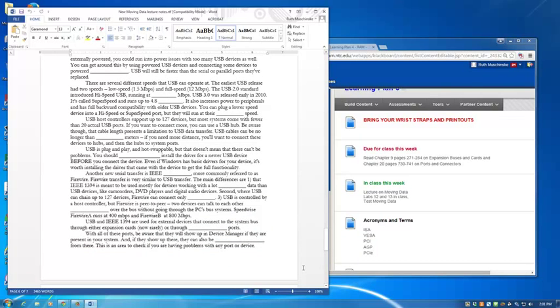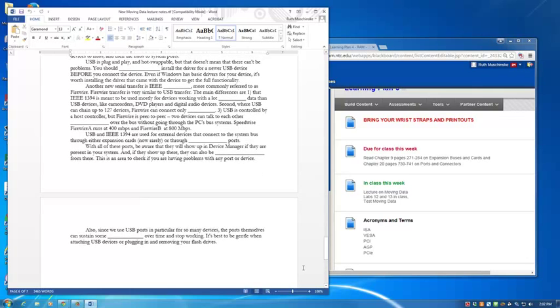USB and IEEE 1394 are used for external devices that connect to the system bus through either expansion cards or through onboard ports. With all of these ports, be aware that they will show up in Device Manager if they are present in your system. And if they show up there, they can also be disabled from there. This is an area to check if you are having problems with any port or device.